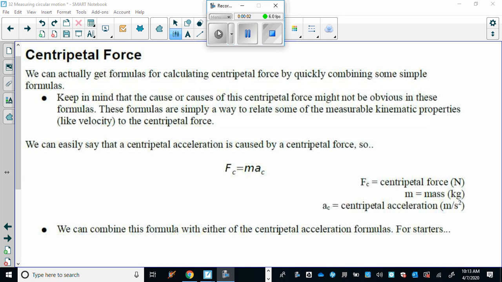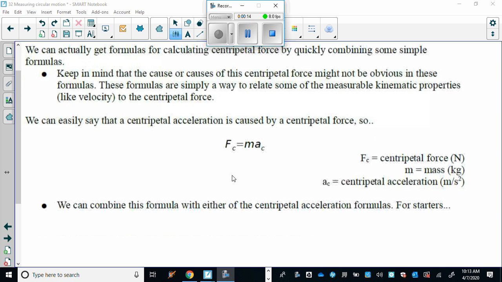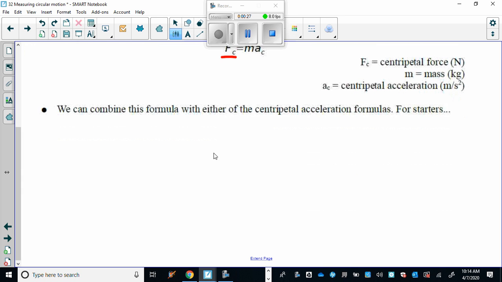Part 2 of lesson 32 deals with centripetal force, and once again we're going to derive some formulas. We're going to derive a very important formula that is not on your formula sheet, based on this formula here, F equals ma, but we've put a subscript c there, which means centripetal. So the centripetal force equals the mass times the centripetal acceleration. I'm going to take that formula there.